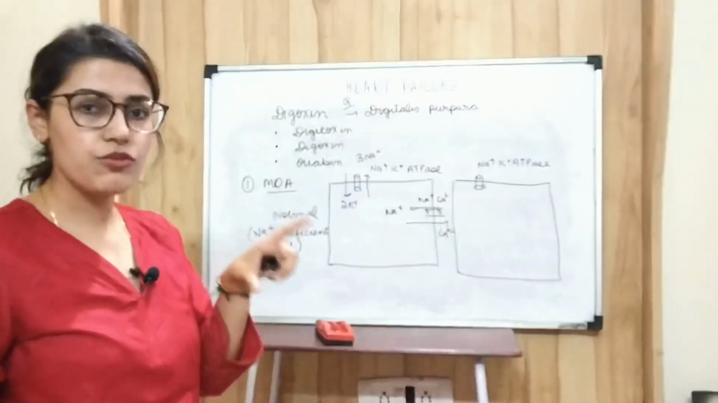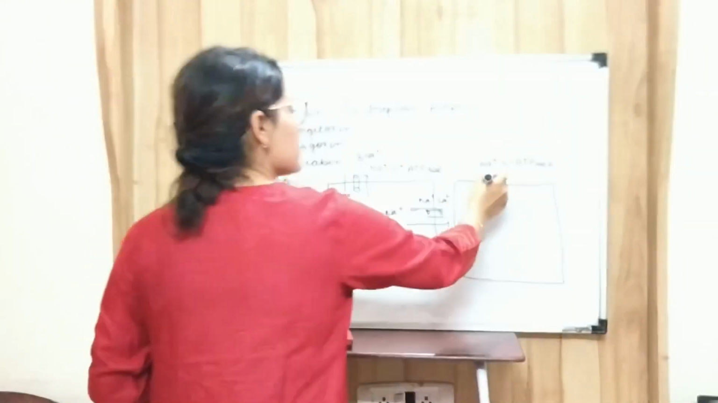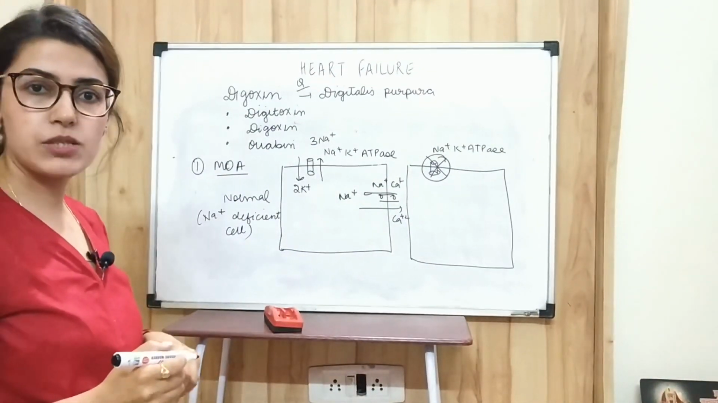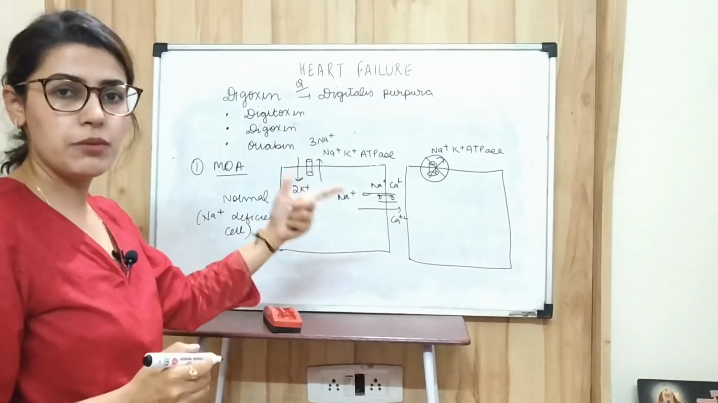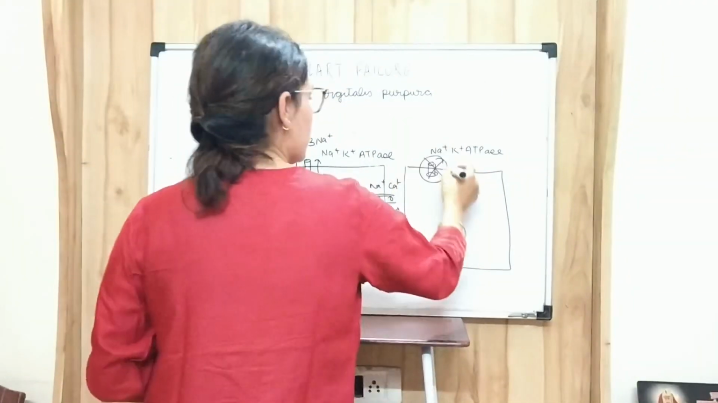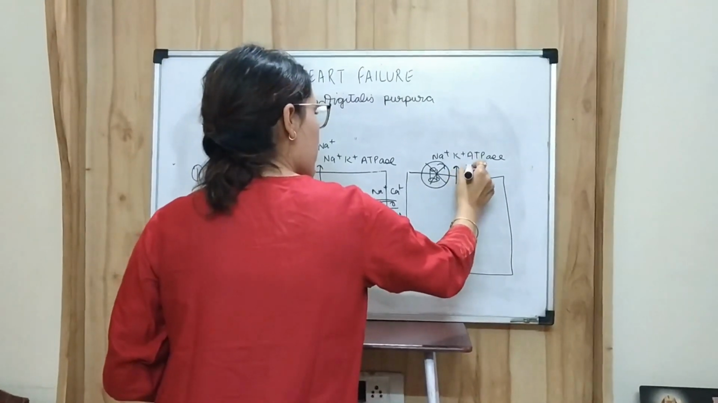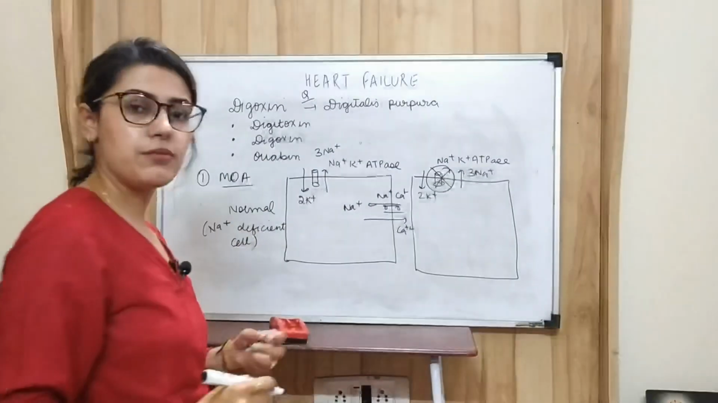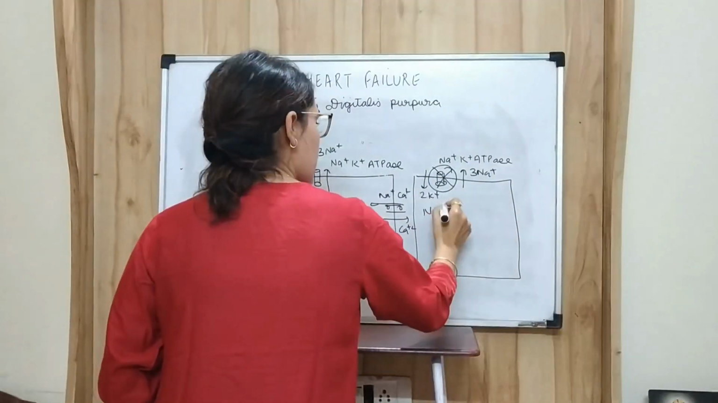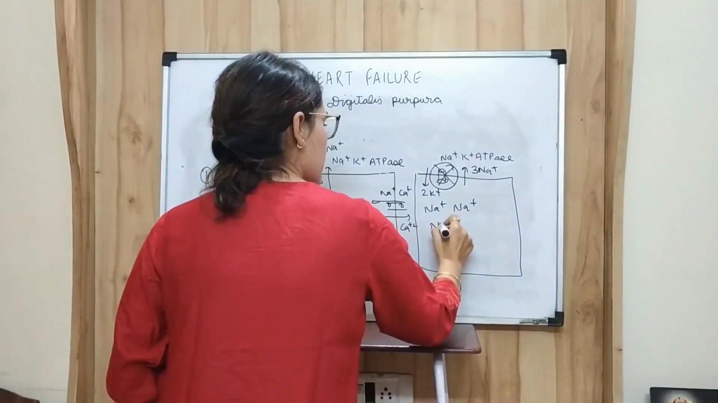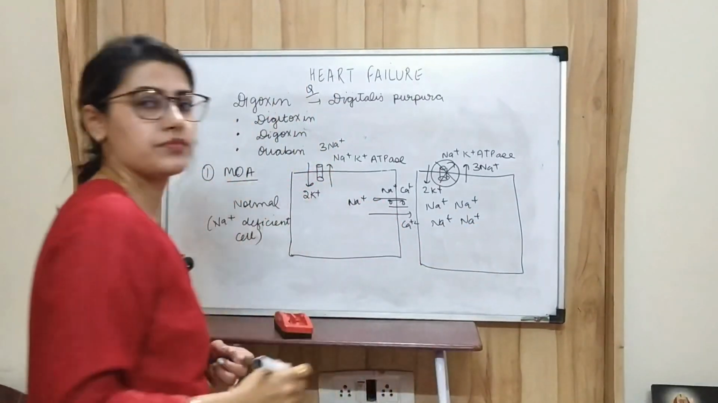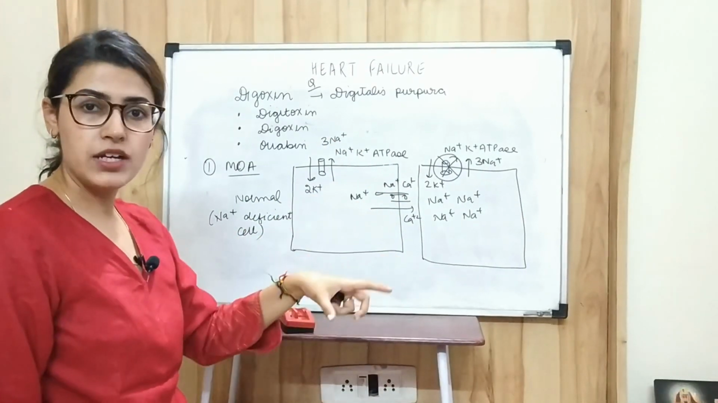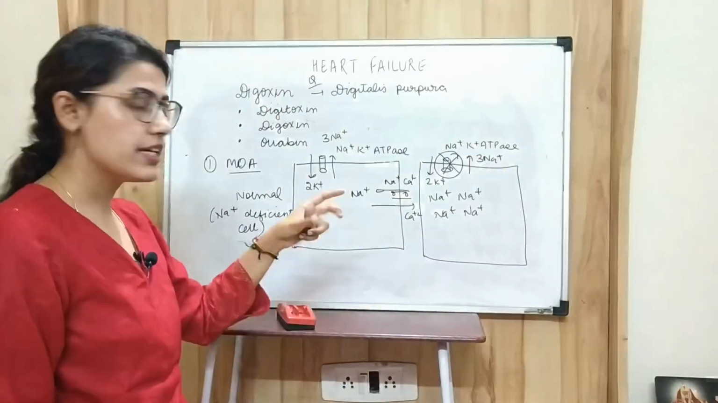Now what is the site of action of digoxin? Digoxin acts here, at the sodium potassium ATPase pump. It inhibits the sodium potassium ATPase pump. With this, there will be no sodium going out and no potassium coming in. That means there is collection of sodium inside the cell, because when there is inhibition of the sodium potassium ATPase pump, there is accumulation of sodium inside the cell.